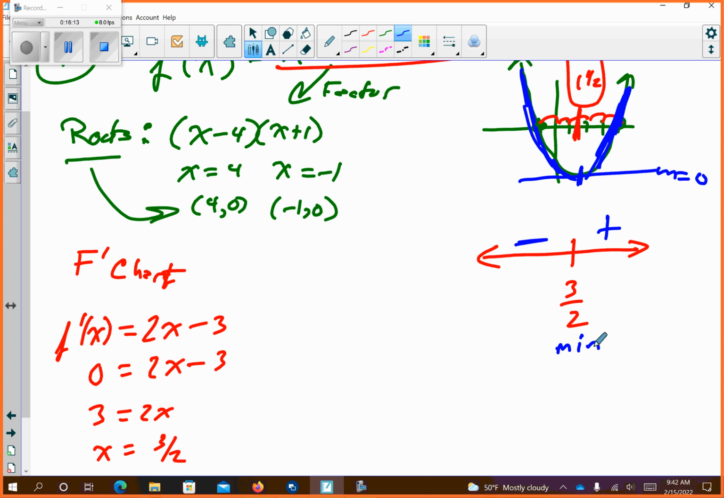So the intervals where it's increasing, my thing is getting slow for some reason. It's increasing from 3/2, round bracket, to infinity. Increasing means the slope is positive. Where it's decreasing, I'm putting decreasing.